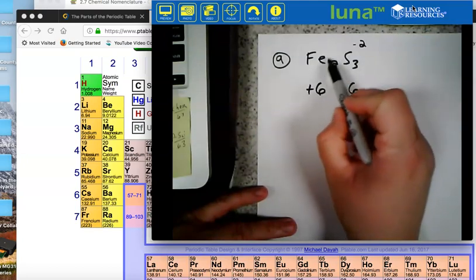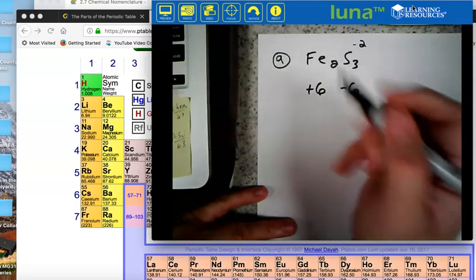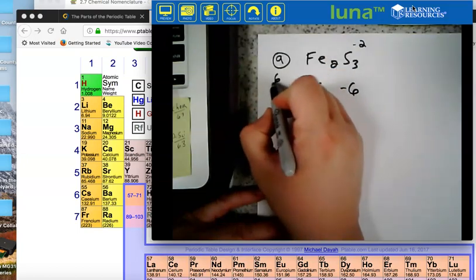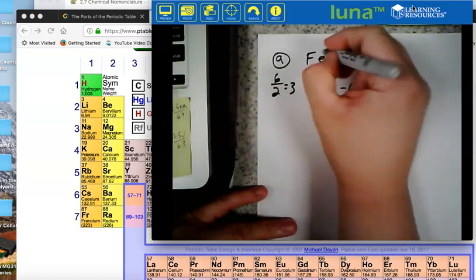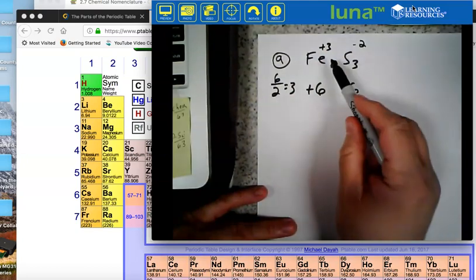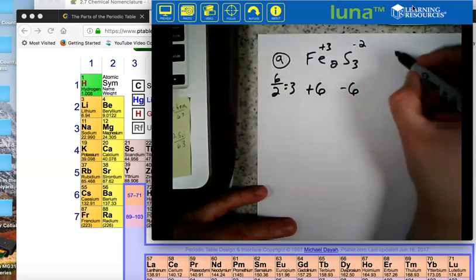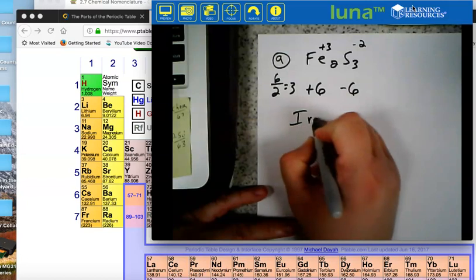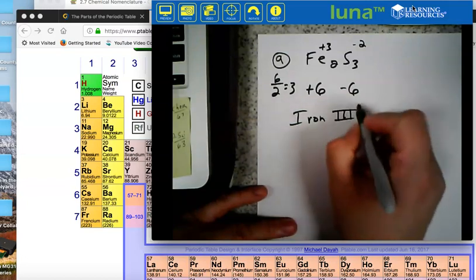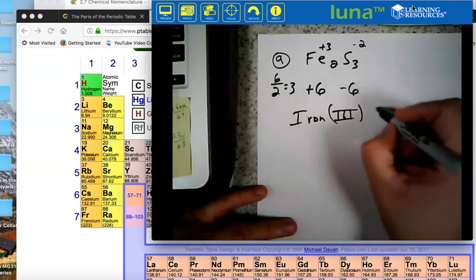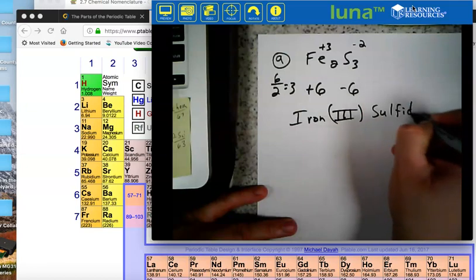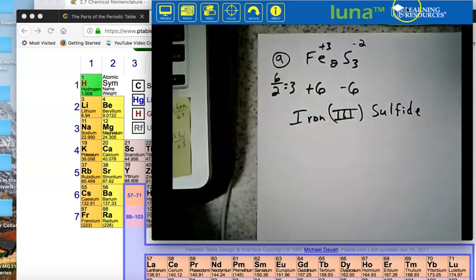All right, but notice there's more than 1 atom of iron. There are 2 of them. So 6 divided by 2 is 3. So iron must have a +3 charge. So the name for this is going to be iron, Roman numeral 3. Sulfur becomes sulfide. Iron(III) sulfide.